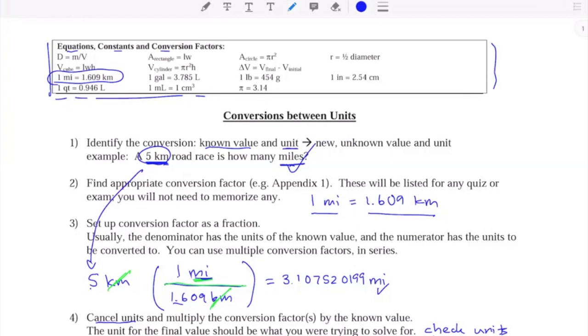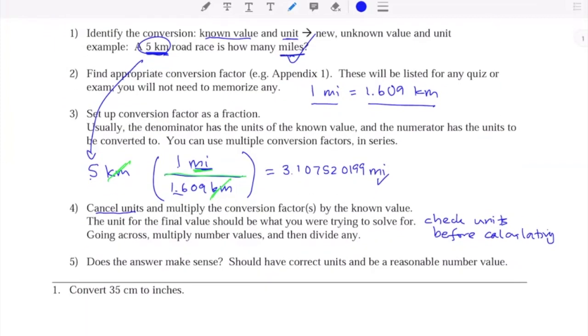It's important to check the units first, because if you just go straight to the calculator, what's the point if the units aren't correct? And that was the whole goal, to convert to these units. You also want to make sure the answer makes sense. If you get a giant number, too big or too small, that is not going to be a reasonable number value. So you want correct units and a reasonable number value. Let's take a look at this next one.